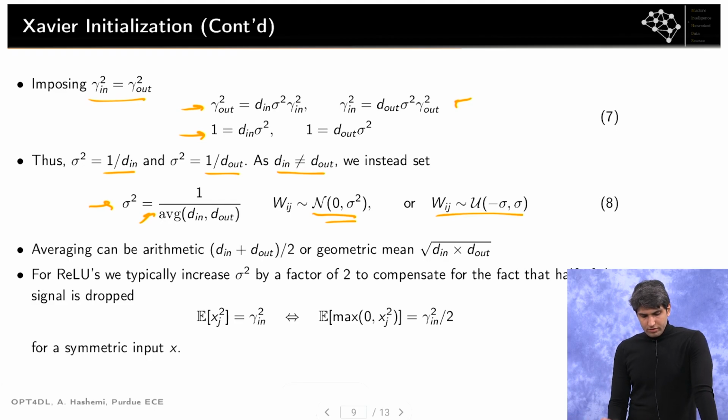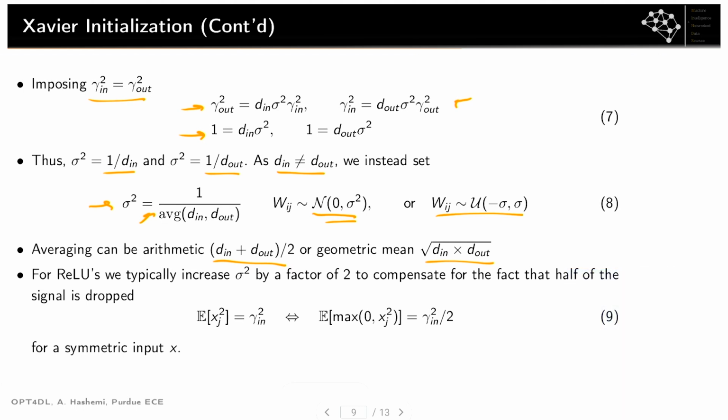All right, so this is basically the Xavier initialization. In terms of some modifications to this, here I mentioned we use the reciprocal of the average. The average can be the arithmetic average, so basically d in plus d out over 2, or the geometric average. Both of these are valid options in practice.